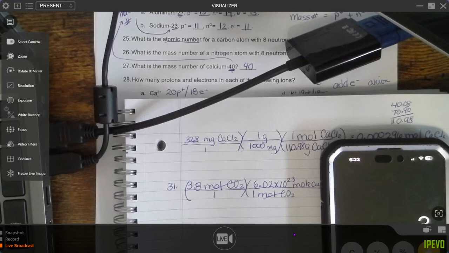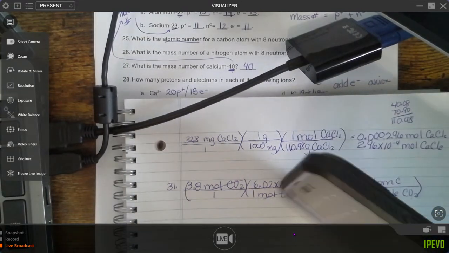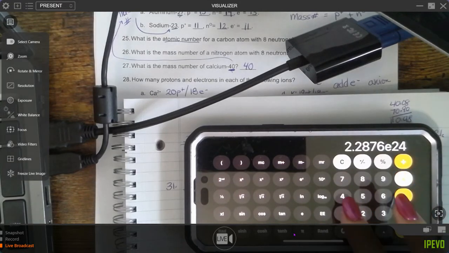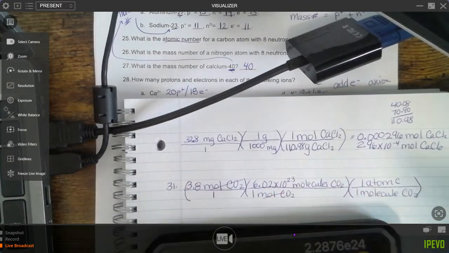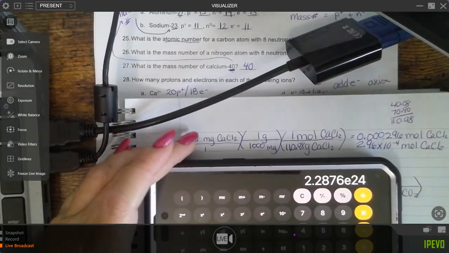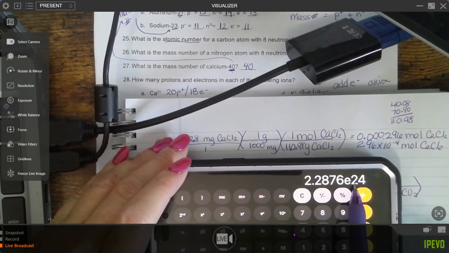So let's do that calculation. 3.8 times 6.02 times 10 to the 23rd times 1, which we really don't need to do, but just for the heck of it. And we can only have 2 sig figs. So my answer is going to be 2.3 times 10 to the 24th.